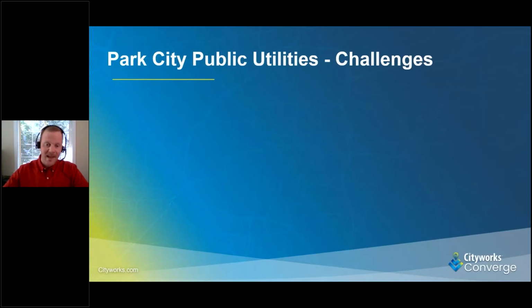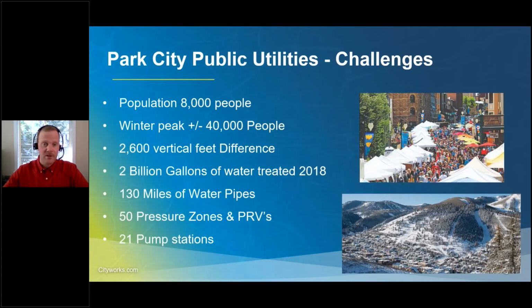As a water utility, we have several challenges, some of which include a population of about 8,000 people with a huge surge in water demand during the winter. Being located in the mountains, we have a couple thousand vertical feet between our highest and lowest points in our service area. Those items demonstrate that although we are a small municipality, we have a fairly complex water system.